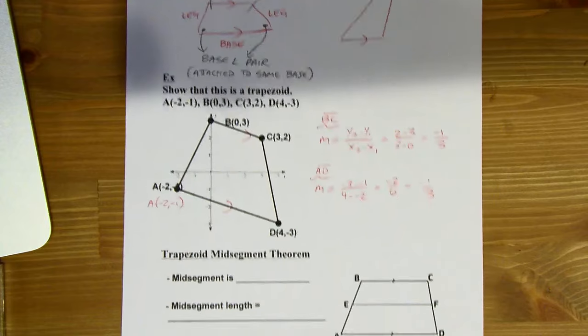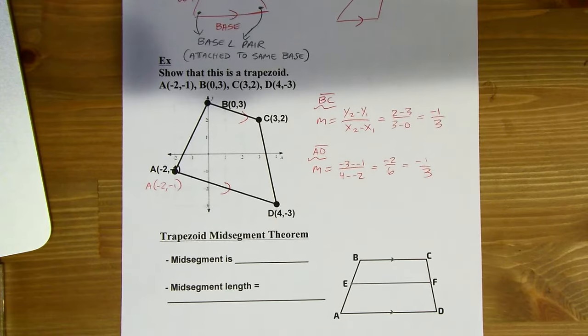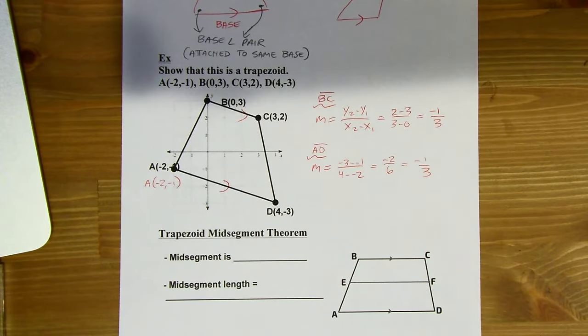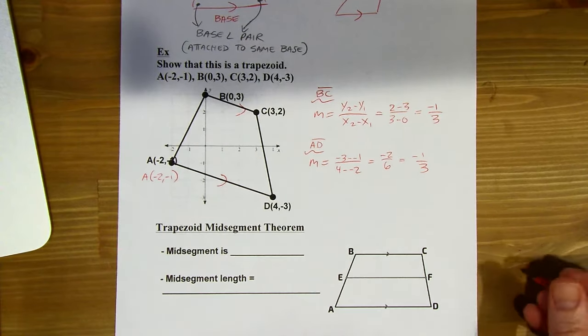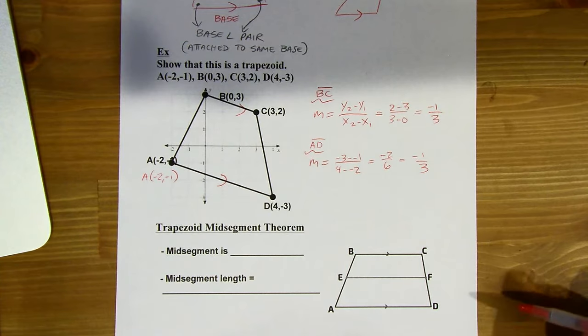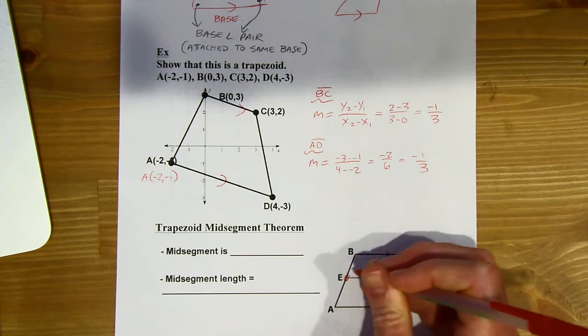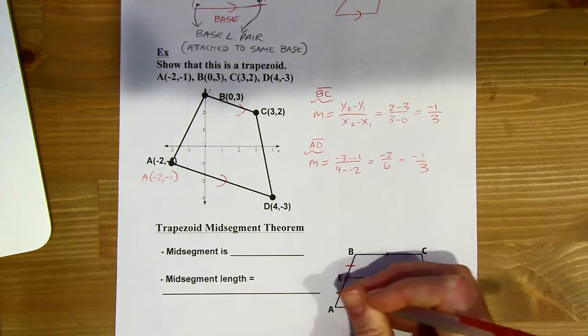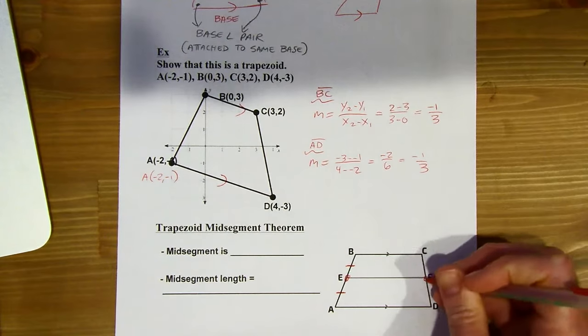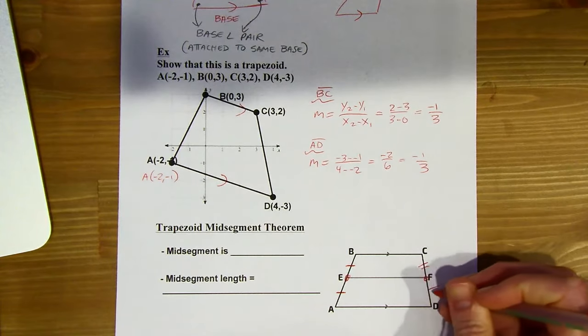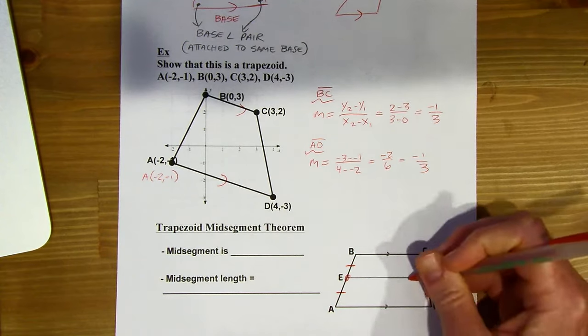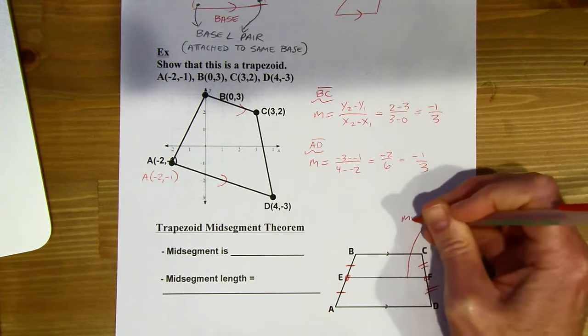Next up, we've got the trapezoid mid-segment theorem. Let's first talk about what a mid-segment is. A mid-segment of a trapezoid is very similar to a mid-segment of a triangle. If you remember, in a triangle a mid-segment connects two midpoints. Same thing's going to happen here. So if point E is a midpoint of that side, and point F is a midpoint of this side, then this is a mid-segment.